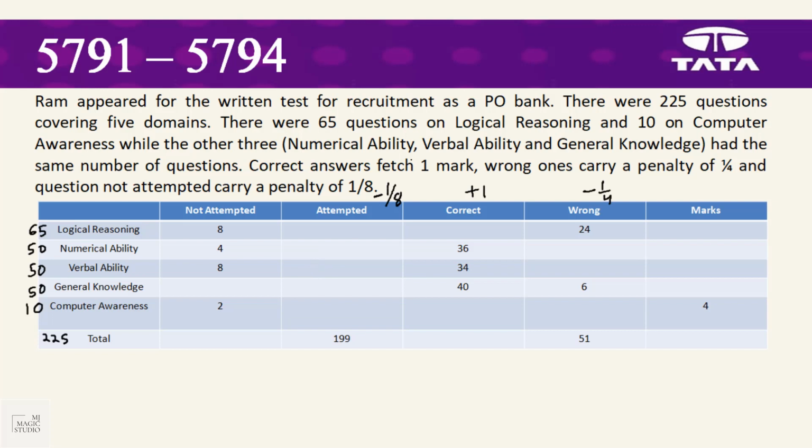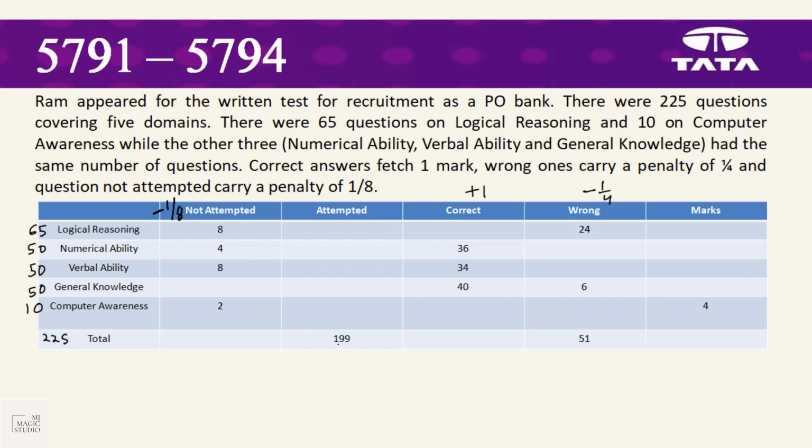Oh, sorry, not attempted. Not attempted will carry minus 1 by 8. In attempt, it will carry plus 1 for correct, minus 1 by 4 for wrong. And this is what we have. Let us see, can we fill it up?